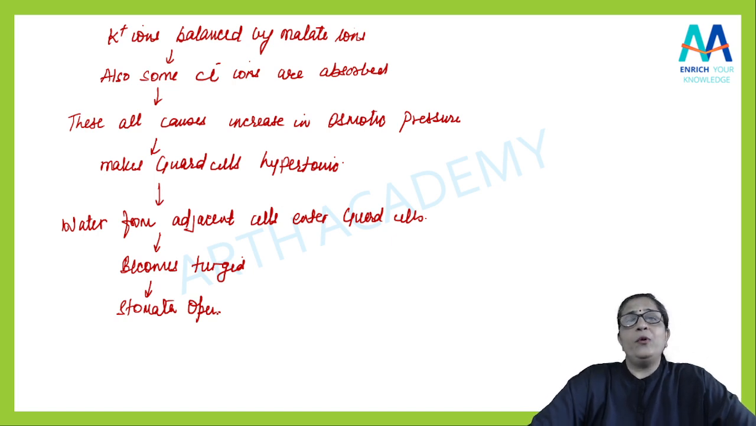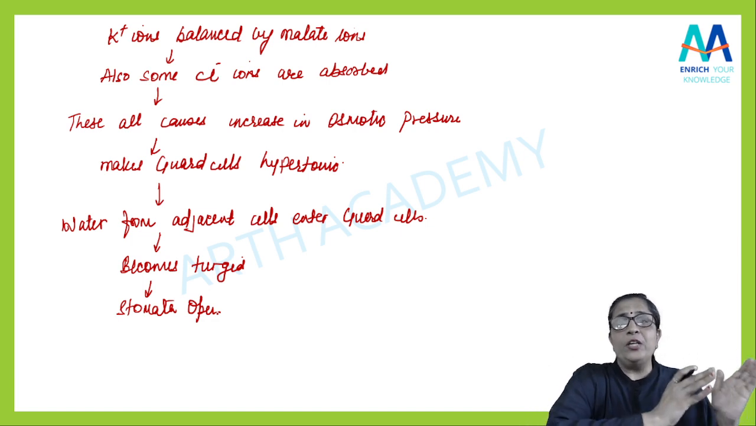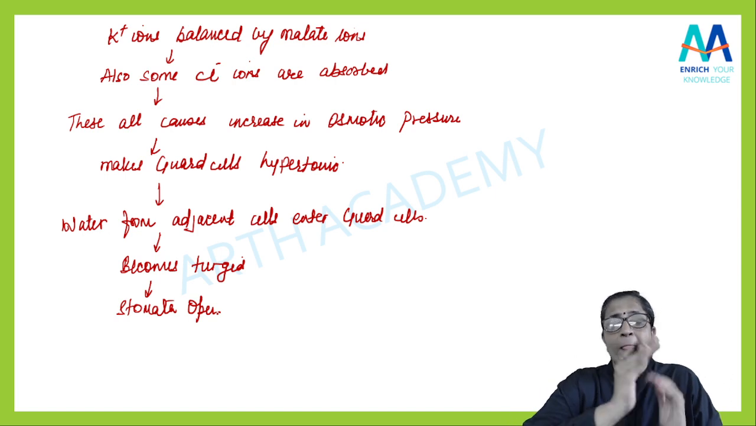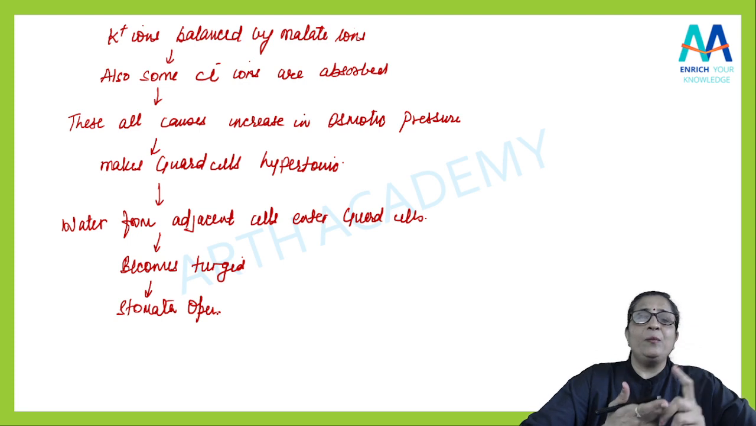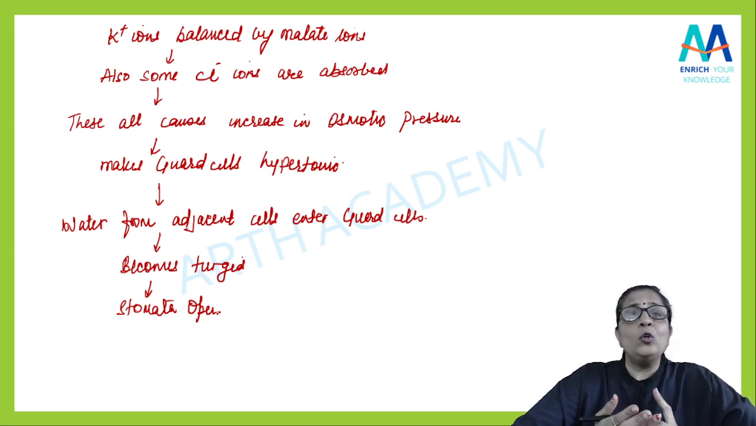They will take the potassium ion which are nearby. जो गार्ड सेल के आसपास दूसरे सेल्स में, वहां से पोटेशियम आयन को गार्ड सेल के अंदर ला रहे हैं और उसके एक्सचेंज में हाइड्रोजन आयन को बाहर लेके जा रहे हैं. तो गार्ड सेल के अंदर पोटेशियम आयन आ गए, मैलेट आयन पहले से बने हुए थे और कुछ क्लोराइड आयंस को भी एब्जॉर्ब किया जाता है.